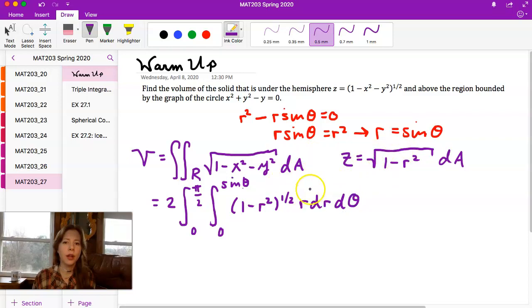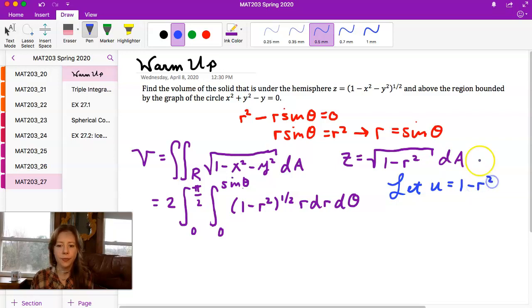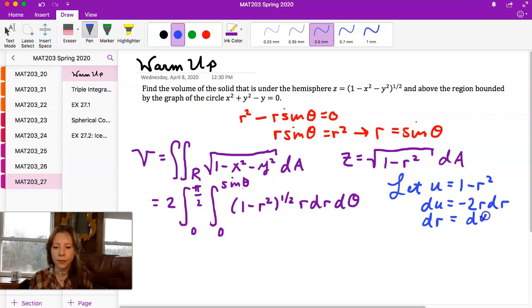Okay, so we're going to start integrating in terms of r, so our dr portion. We're going to start with a u substitution, and we're going to let u equal 1 minus r squared. Then du is going to be equal to minus 2r dr. Solving for dr, we get dr is equal to minus du over 2r.